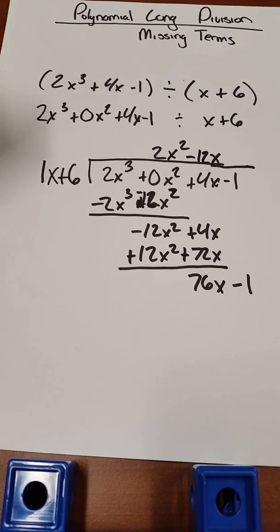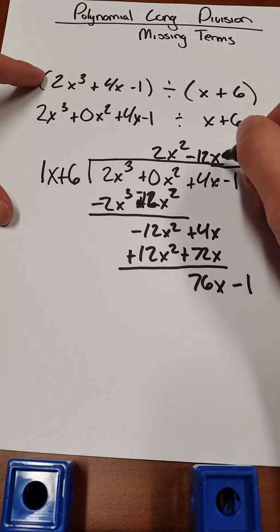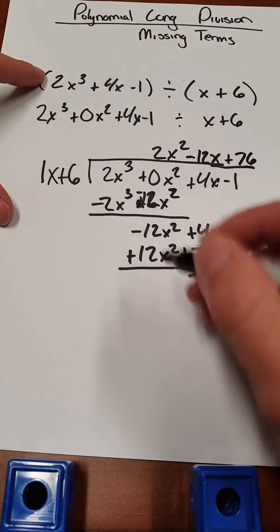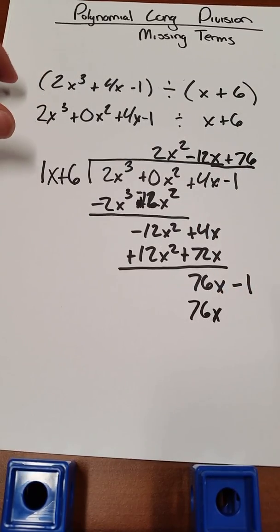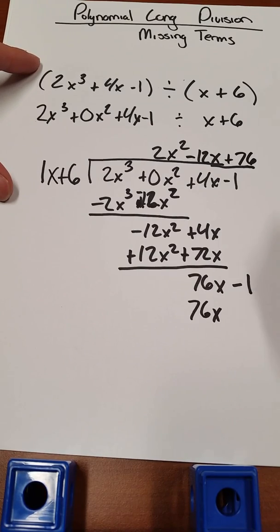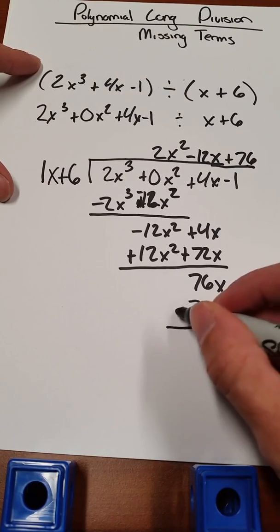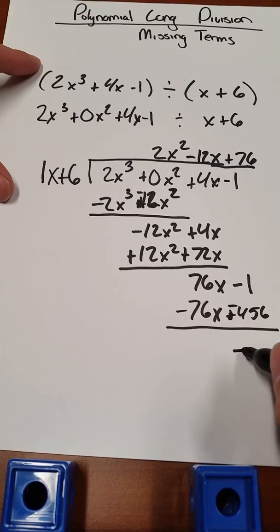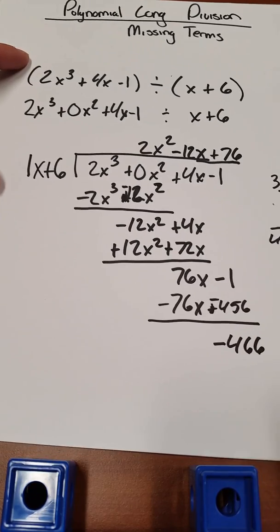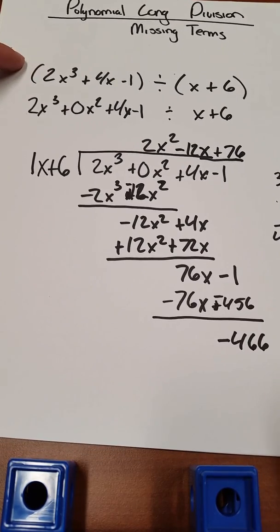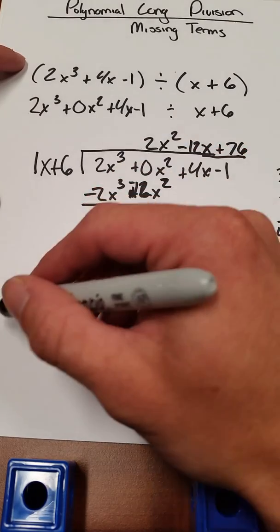X and x. So we can still do this one more time. We just don't need any x's. 1 times what gives me 76? Well, that's 76. So 76 and 1 makes 76x. 76 and 6. I'm working this out on the side. 456. Change your signs. So this gives me -466 as a remainder.